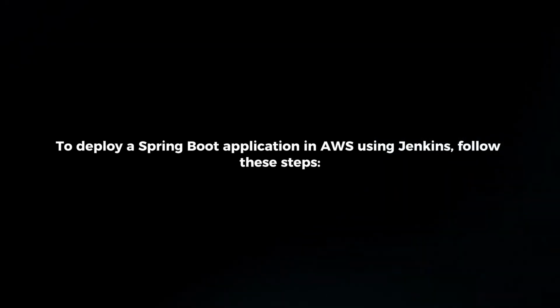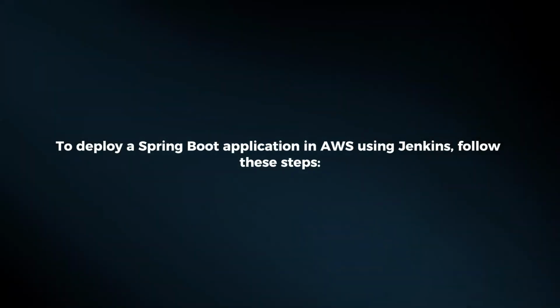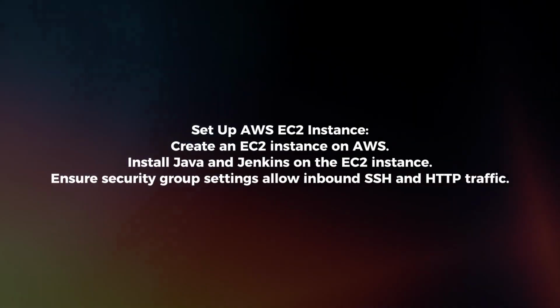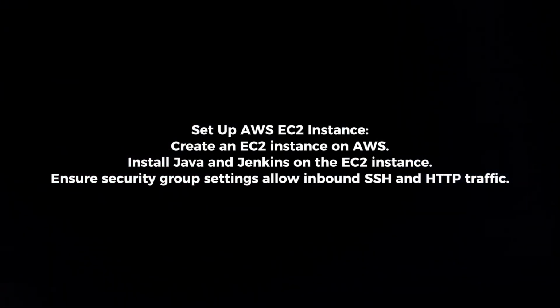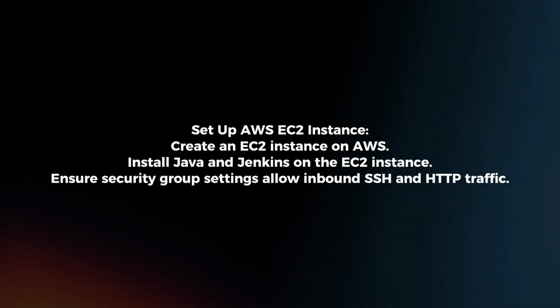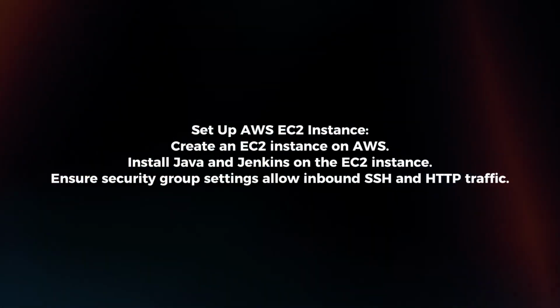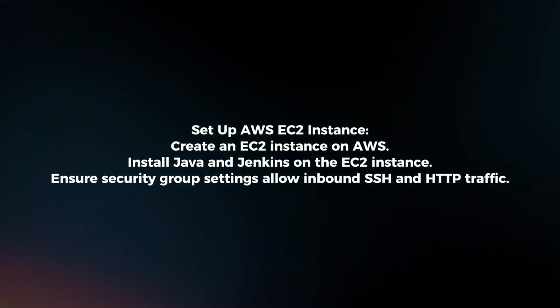To deploy a Spring Boot application in AWS using Jenkins, follow these steps. Set up AWS EC2 instance. Create an EC2 instance on AWS. Install Java and Jenkins on the EC2 instance. Ensure security group settings allow inbound SSH and HTTP traffic.